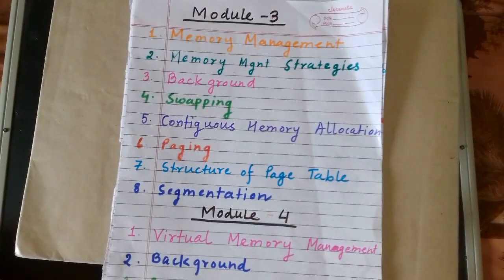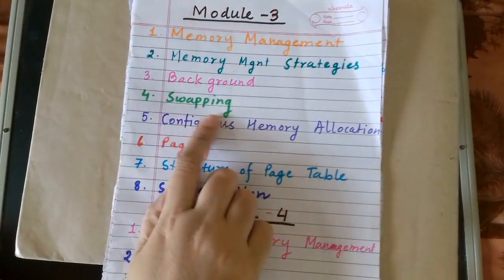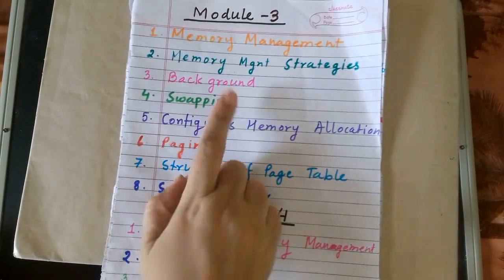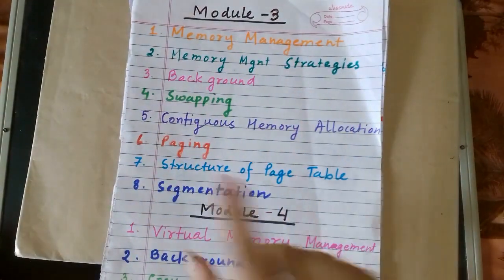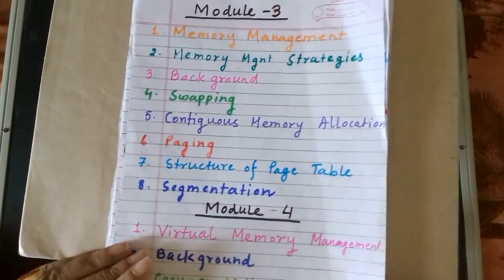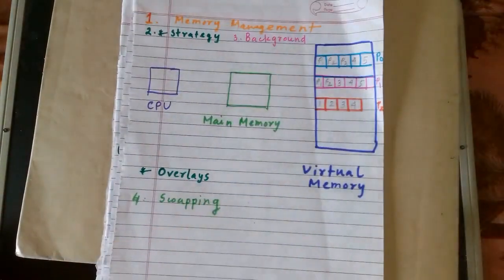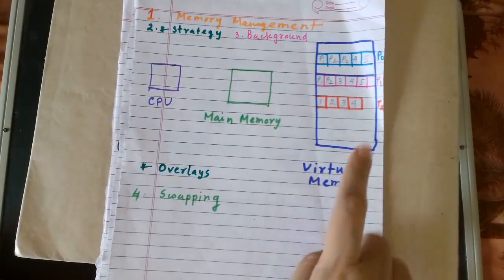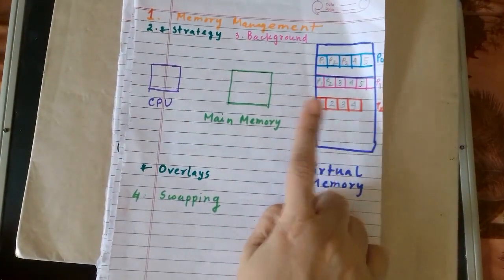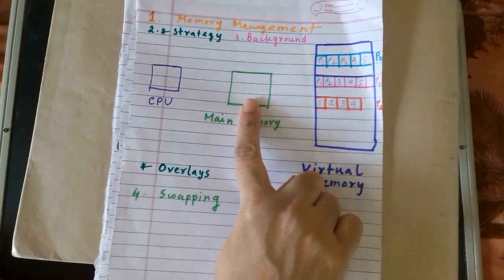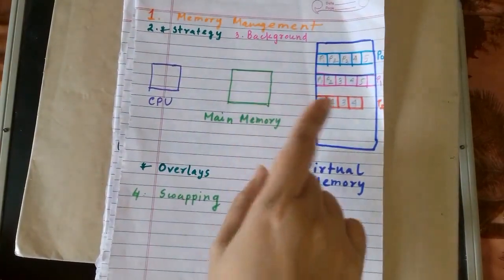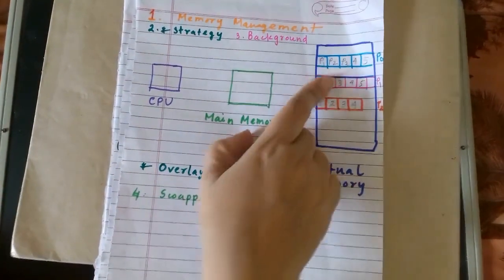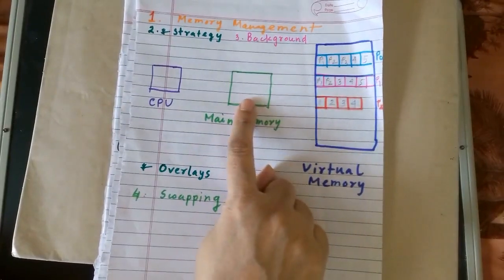After the memory management technique, we will go for the next topic, that is swapping. Background is all the necessary things I told. So next we will go for swapping. To cover swapping, we see this is a CPU, this is main memory, this is virtual memory. Virtual memory size is very big compared to main memory. So we cannot fit all the programs present in virtual memory into main memory.